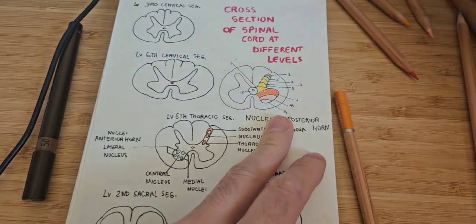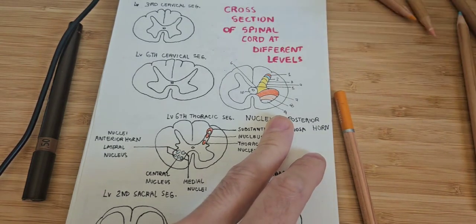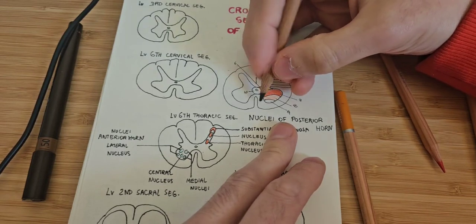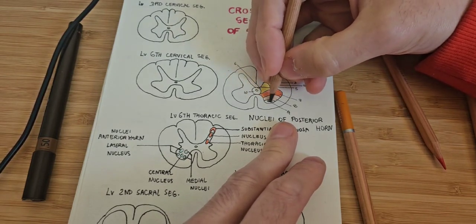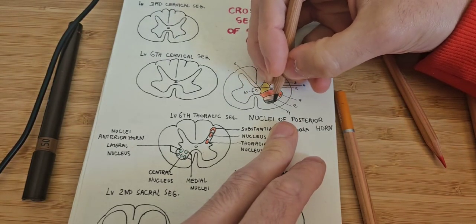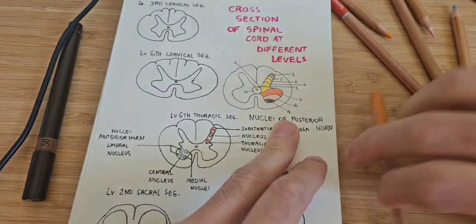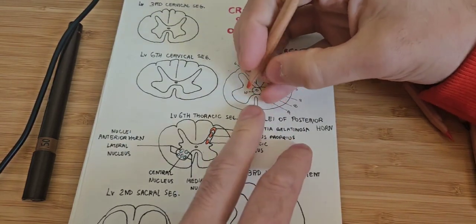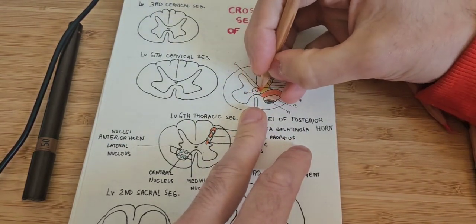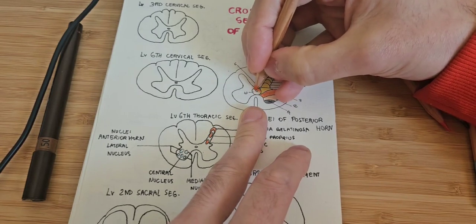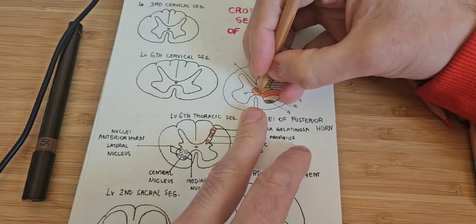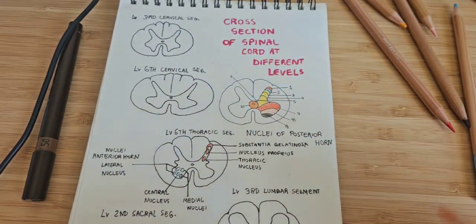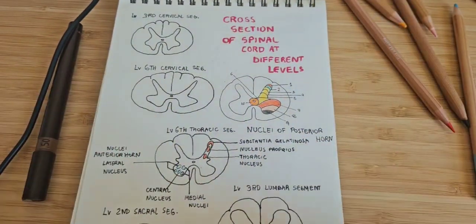Lamina 9 contains interneurons that coordinate motor activities. This one. And then we have the last one, lamina 10, that surrounds the central canal. And this one contains cells involved in autonomic functions, especially related with the visceral organs. Okay, lamina 10.